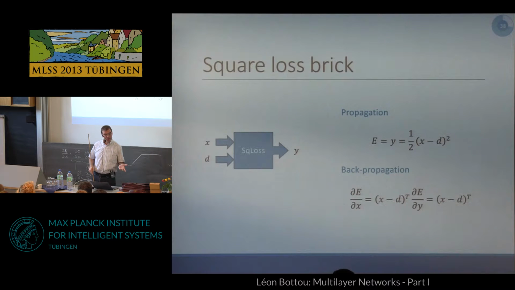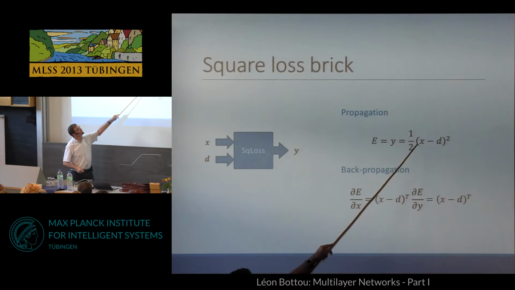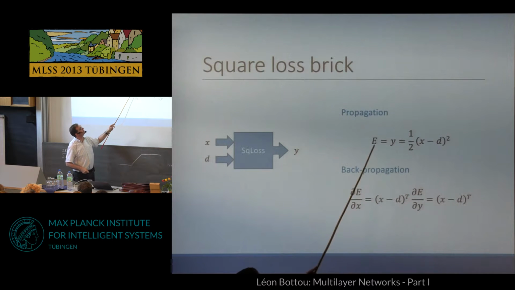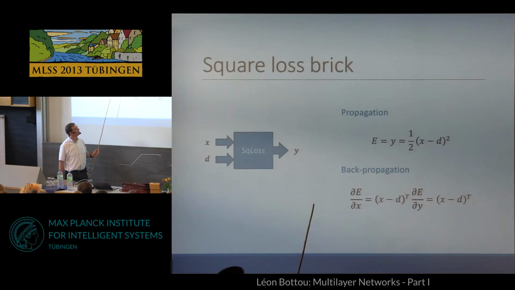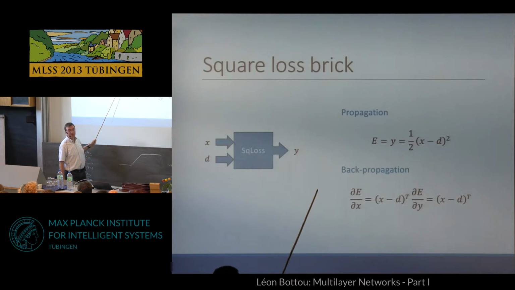I can have a square loss brick. So it takes an input and a desired value, and it's just going to compute the difference between my input and my desired value, squared, and half of it, which is the square loss. And I can do backpropagation if I know dE over dy, which happens to be 1 because this is dE over dE. Then I can compute dE over dx and go on.